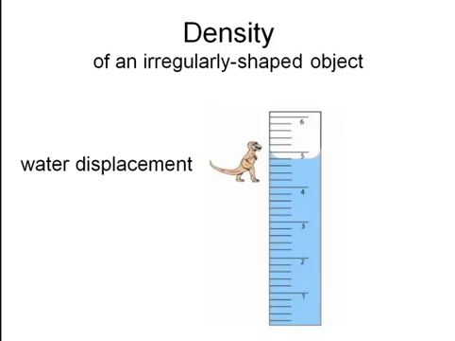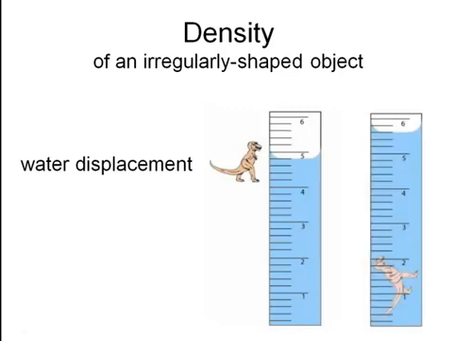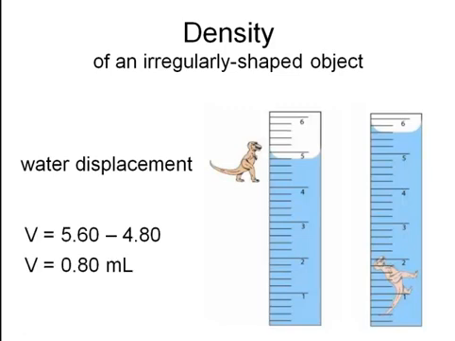Put water in a graduated cylinder and record the volume. Drop your little toy dino in and measure the volume again. The difference of the two measurements is the volume of your little toy dino, 0.80 milliliters here. Once you have the mass and the volume, you could do the same calculation to determine its density.